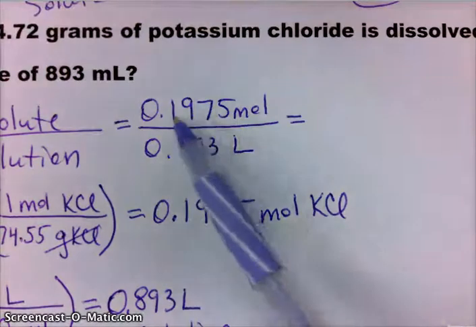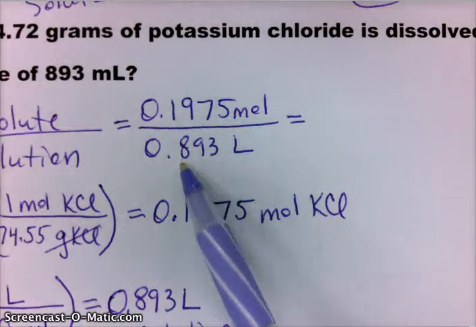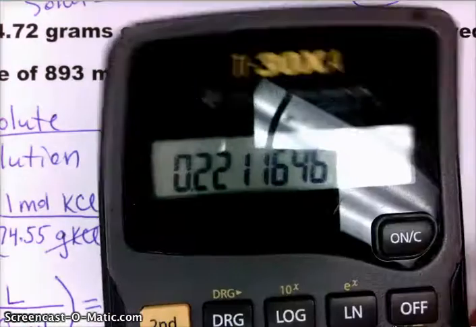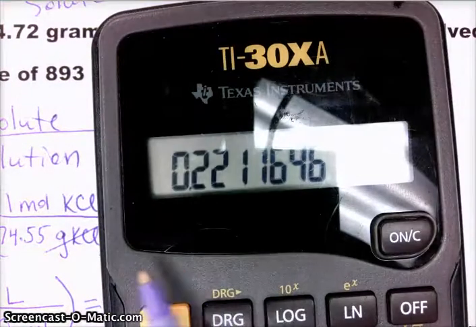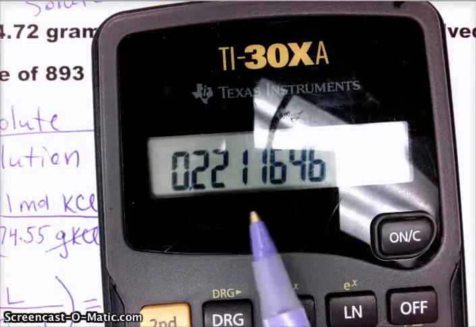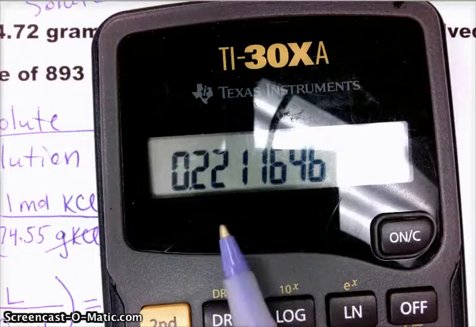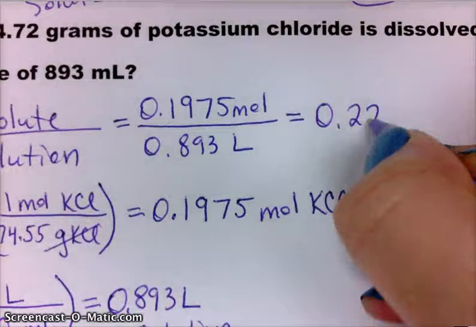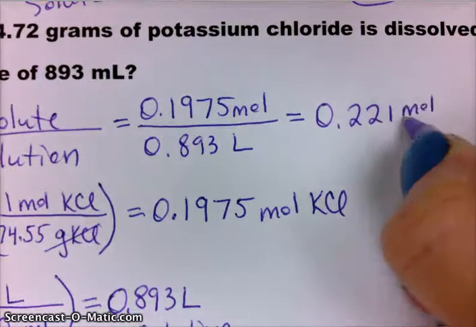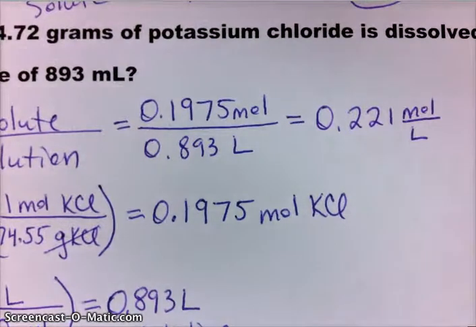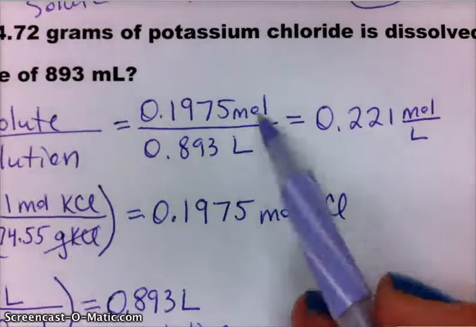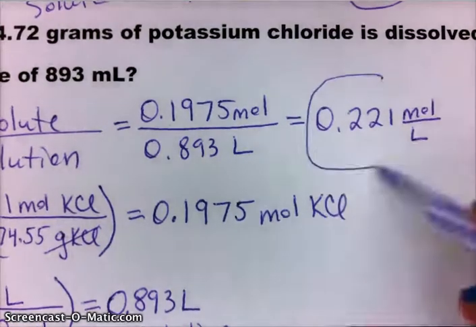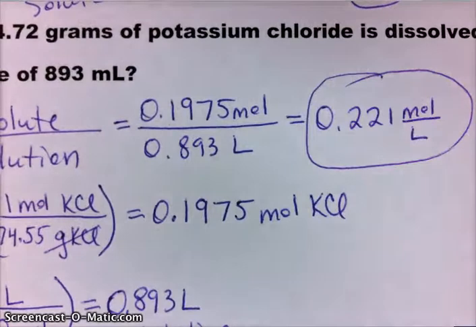My top number has 4 sig figs. My bottom number, however, only has 3, so I do need to go with 3. So this will round to 0.221 because 1 doesn't round up. So 0.221 moles per liter. The units did not cancel out, they're still there. Moles over liters is simply written as moles per liter. And that is our final answer for the molarity.